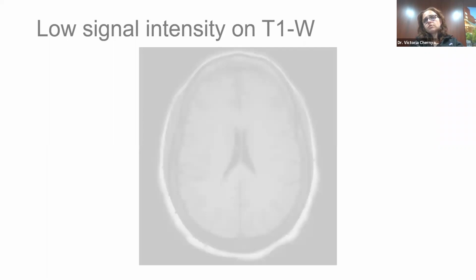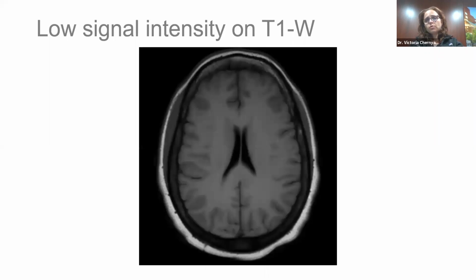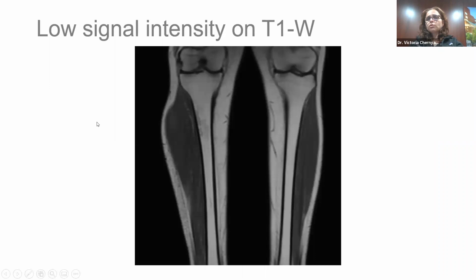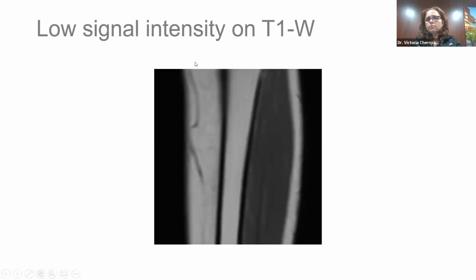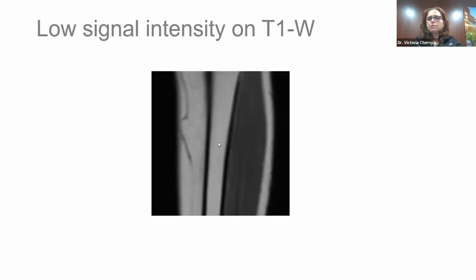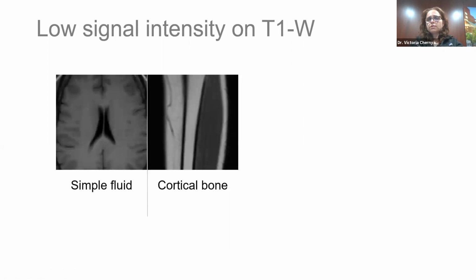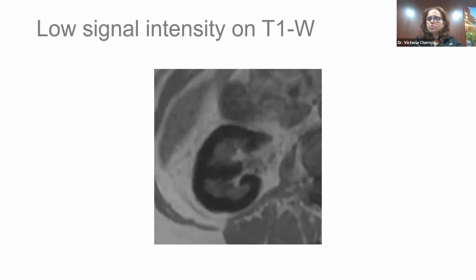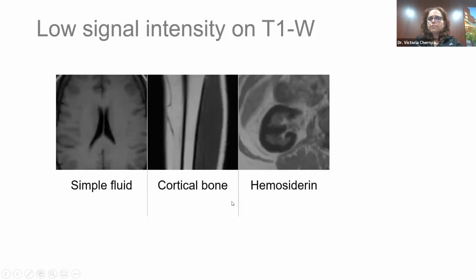Low signal intensity on T1 weighted sequences can be from various reasons. For example, the most important one is simple fluid, as here in CSF, where simple fluid is very, very dark. Cortical bone, and here you can see a very dark line. That's a T1 finding. In this patient with hemosiderin deposition from sickle cell disease, you can see very low signal intensity in the cortex. So that's hemosiderin.